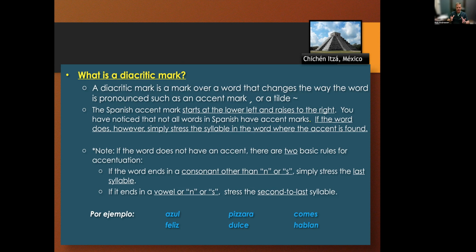So again, without even knowing what the words mean, you have enough tools to be able to pronounce almost every word perfectly. You know what the vowels sound like, you know what the consonants sound like, and now you know the rules for accenting. So you can have a great advantage. Even before you understand Spanish, you can speak it very well.